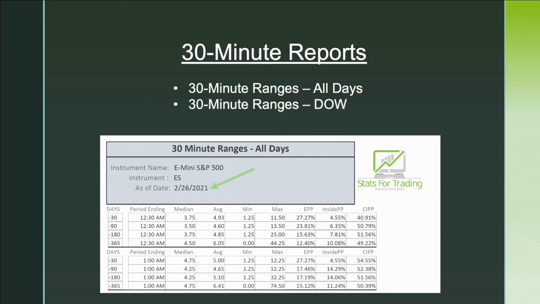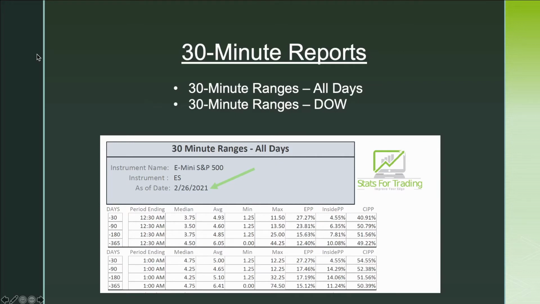Now we're not going to spend a lot of time on our 30-minute range reports because in our three previous lessons, the Inside PP, the EPP, and the CIPP lessons, we went into quite a bit of detail on what those various statistics mean. Now let's look at our columns here. Our period ending column we covered in previous lessons, like 12:30 a.m. is the period of 12 a.m. to 12:30. Then we have our various range columns, our median, our average, our minimum, our maximum.